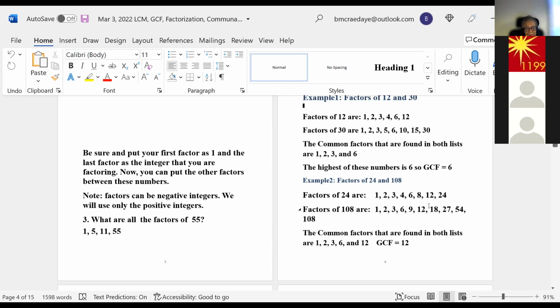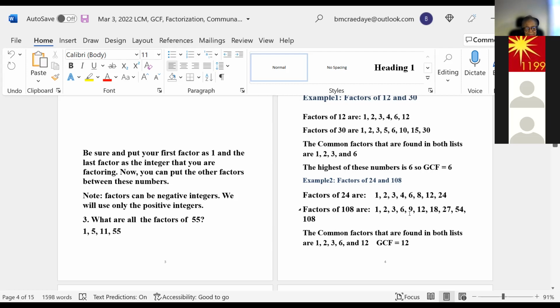What are some other factors of 54? 6 and 9. Okay. And 18. Yeah, because 6 and 9 has a factor 3, 6 has 2 and 3. And 9 times 2 is 18. 18 divides into 54. Okay, so these are the factors of 108.